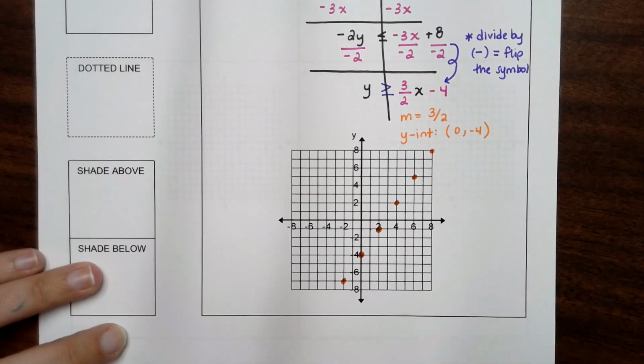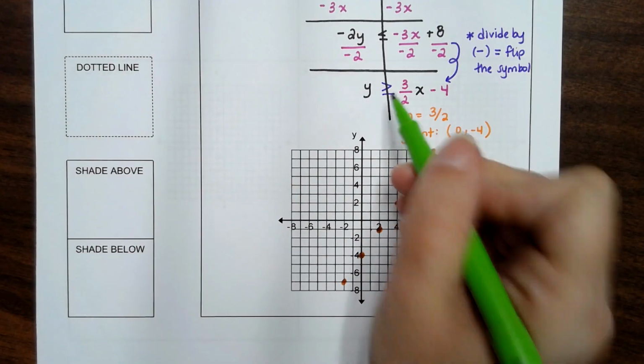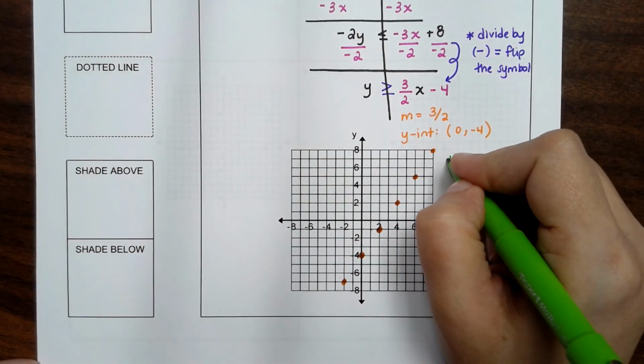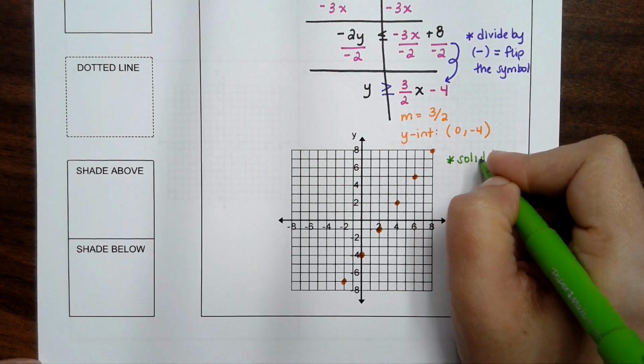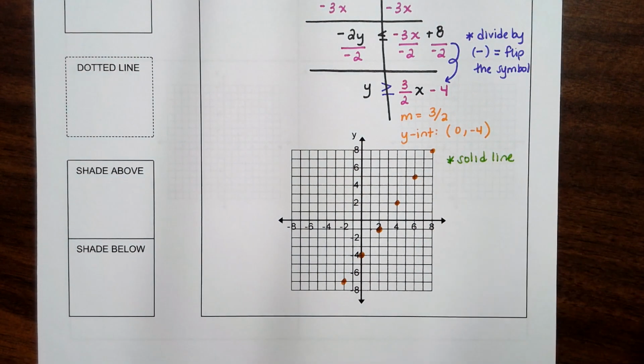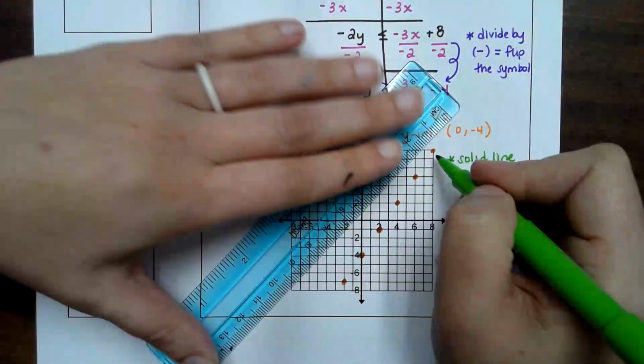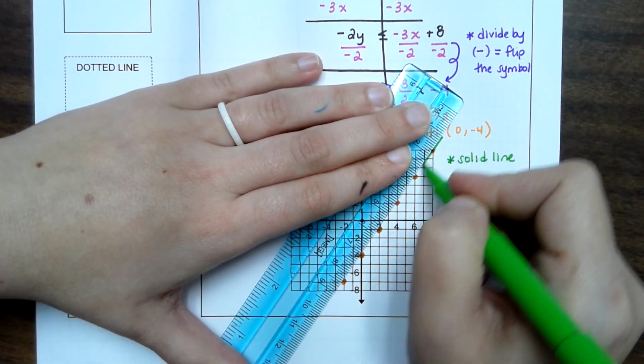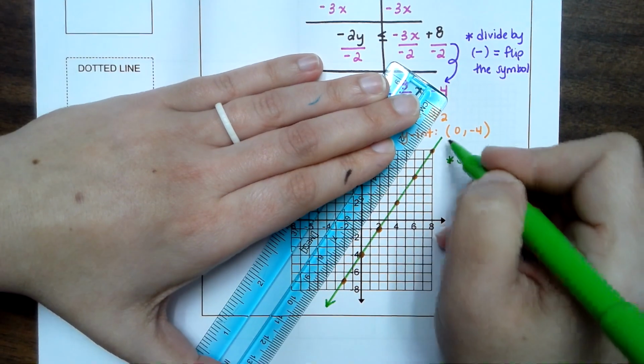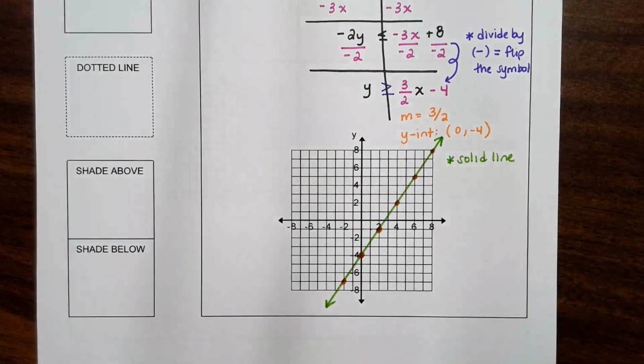Now in this problem, since this symbol is a greater than or equal to, I would use a solid line because there's an equal to. So when I connect the dots, I would make a nice solid line.